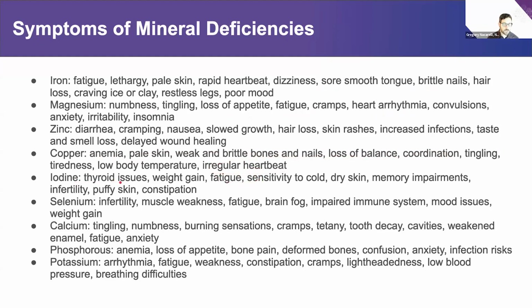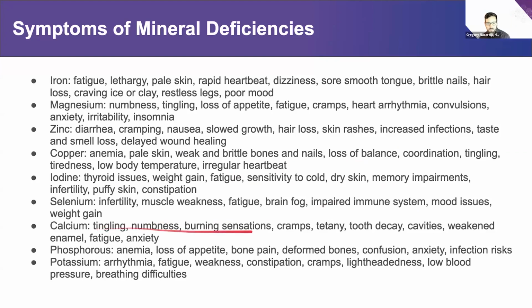For iodine, it's especially crucial for the thyroid. And so you will see thyroid abnormalities and subsequently symptoms of thyroid abnormalities, such as weight gain, fatigue, sensitivity to cold, dry skin, memory impairments, puffy skin, constipation. And then for selenium deficiency, we'll see an increased risk of infertility, muscle weakness, brain fog, impaired immune function. Selenium deficiency and excess are also associated with prostate cancer risk, so you don't want to be too high, too low.